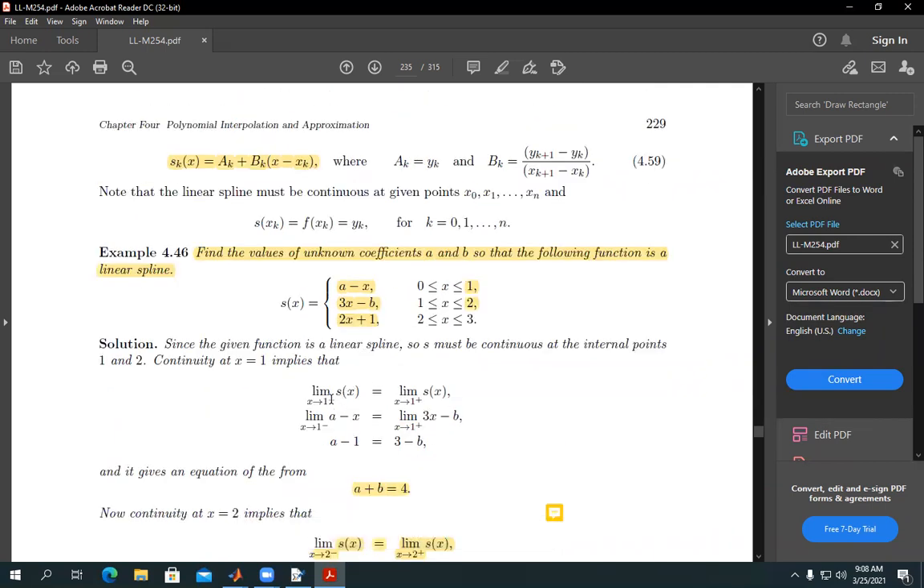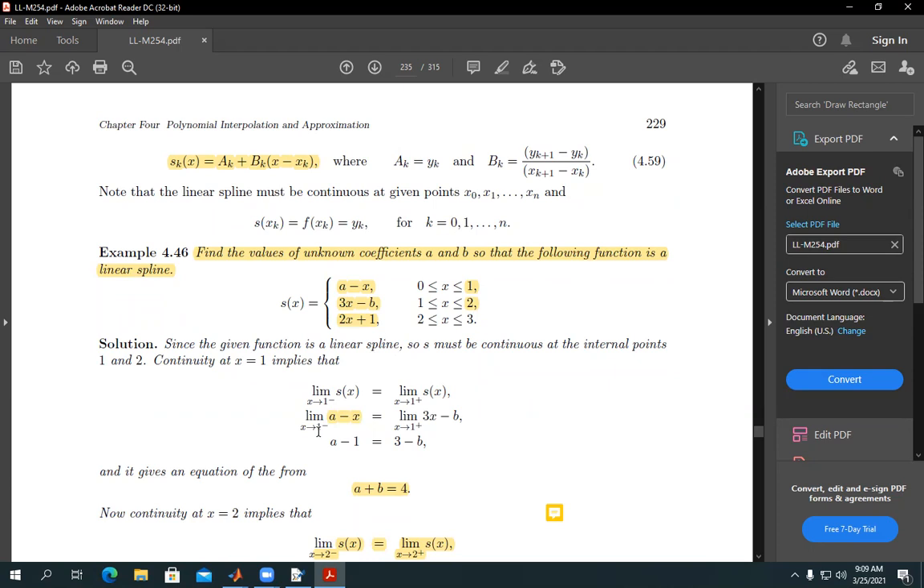So when we have the left limit for x approaching 1 from the left side, it's basically meaning x is less than or equal to 1. When x is less than or equal to 1, what is the value of s? It is a minus x, which I write here. When x approaches 1 from the right side, it means x is greater than or equal to 1. So x is greater than or equal to 1. What is your s? Is it 3x? And they are equal. Because why they are equal? Because he already defined that it is a linear spline.